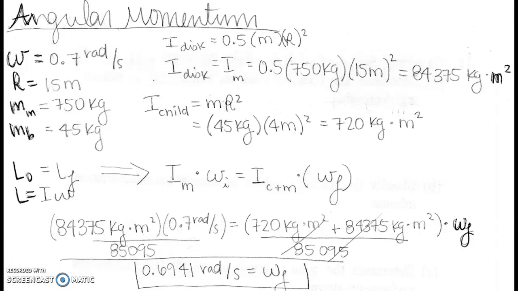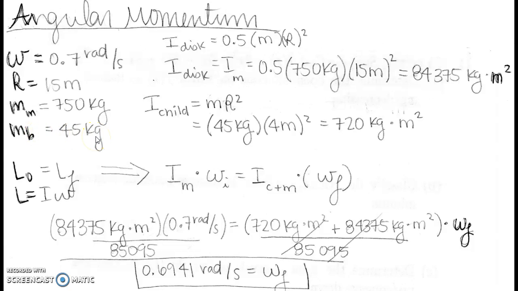This physics question is about the angular momentum of a merry-go-round. The information given to us is that the angular velocity of the merry-go-round is 0.7 radians per second. The radius of it is 15 meters. The mass of the merry-go-round, which I denoted m subscript m, is 750 kilograms. And the mass of the boy is 45 kilograms. So that's the information that is given to us.